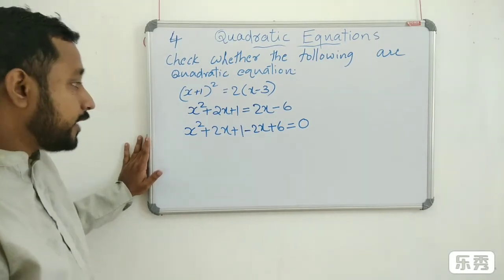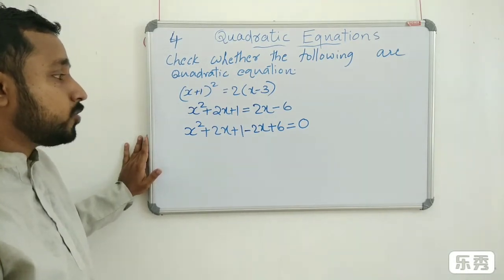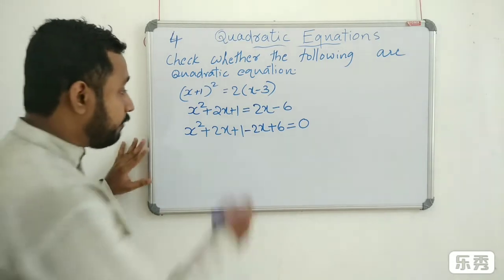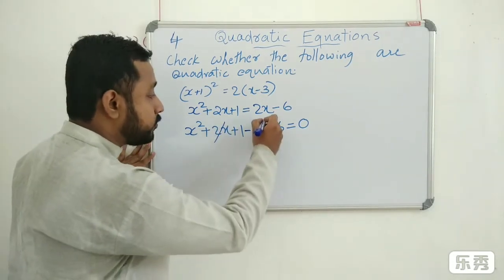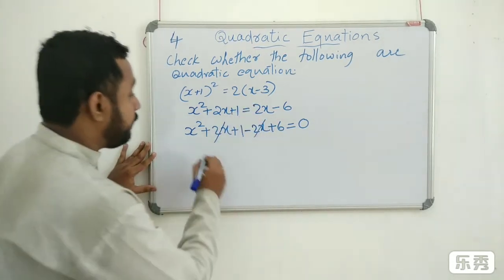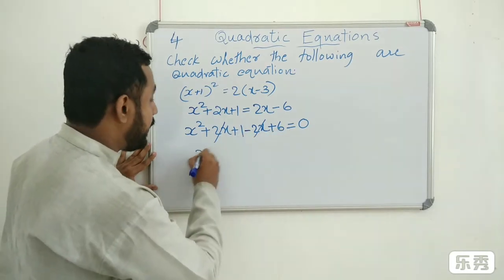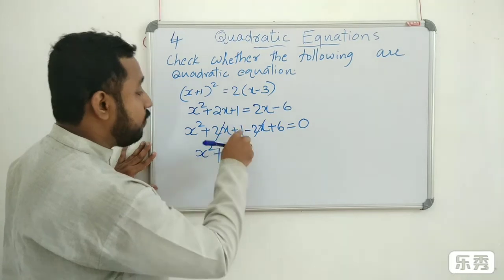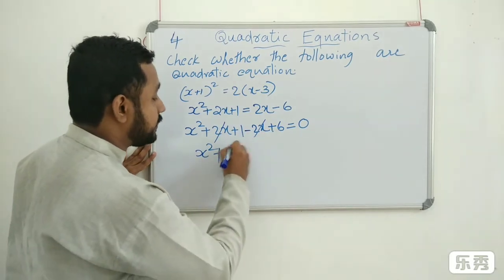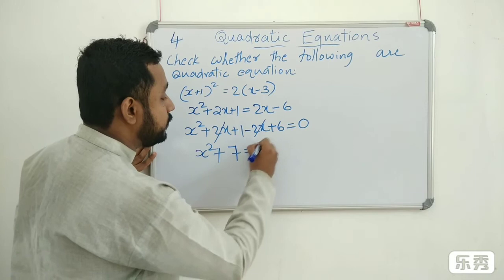x square plus 2x plus 1 minus 2x plus 6 is equal to 0. We can cancel plus 2x and minus 2x. Then we add 1 plus 6, which is 7. Therefore, x square is there, 1 is there, 6 is there, 1 plus 6 is 7. x square plus 7 is equal to 0.